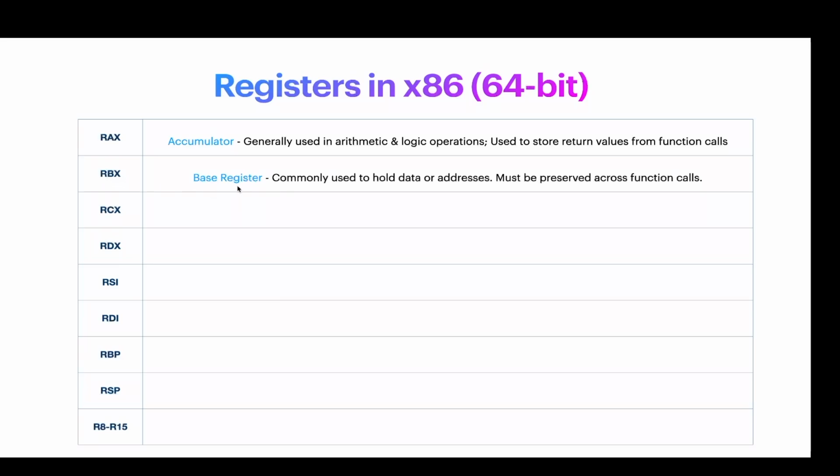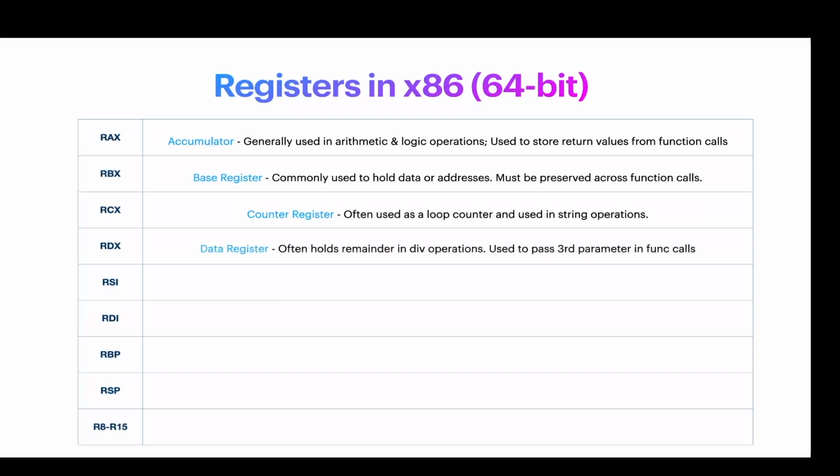RBX is also called the base register. It's commonly used to hold data or addresses. RCX is called the counter register. It's often used in loops and string operations. RDX is a data register, typically used to hold the remainder in division operations. For example, if you want to divide 11 by 2, the remainder 1 is stored in the RDX.